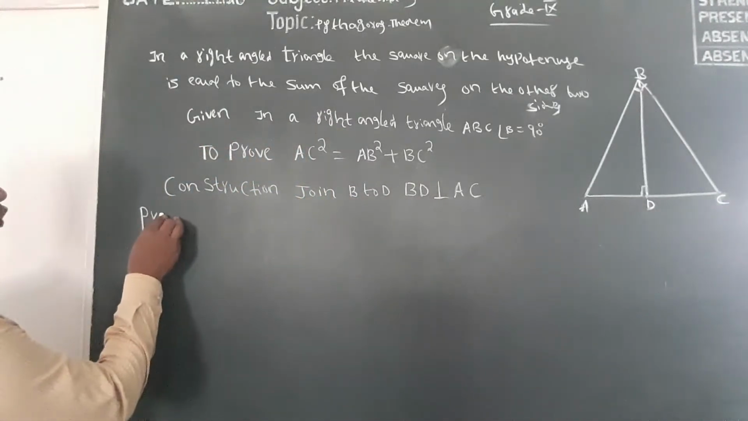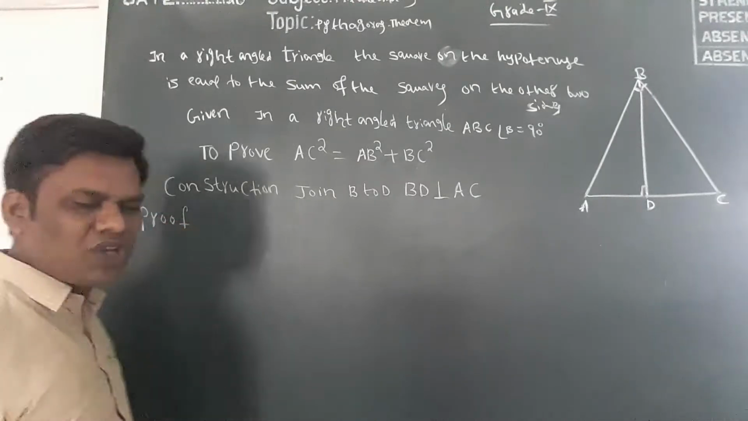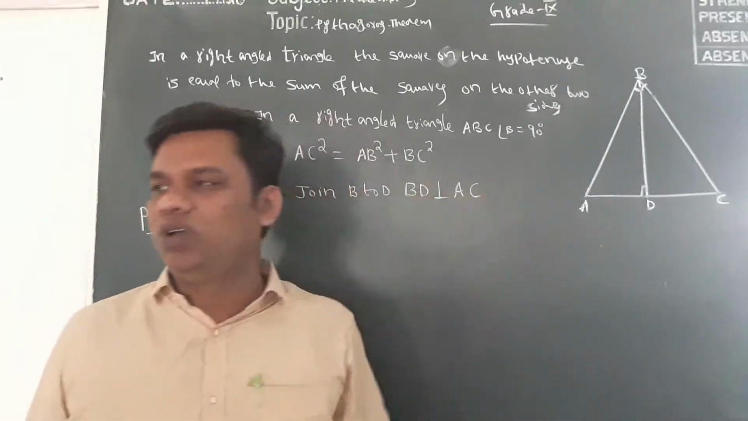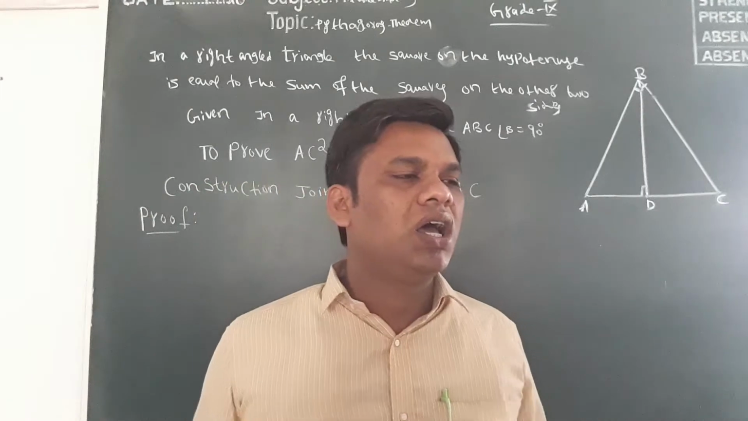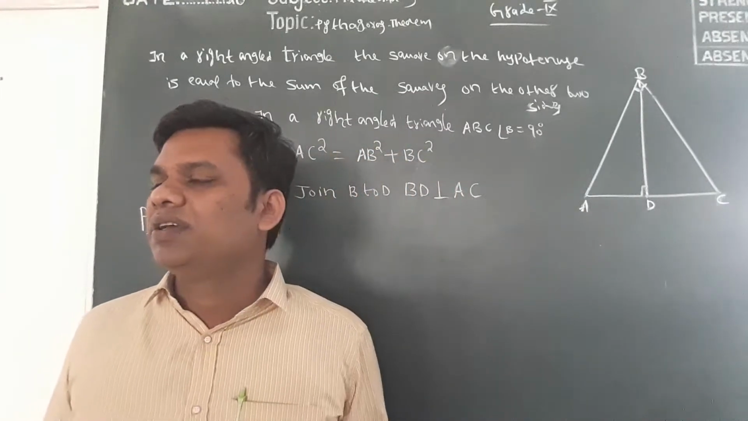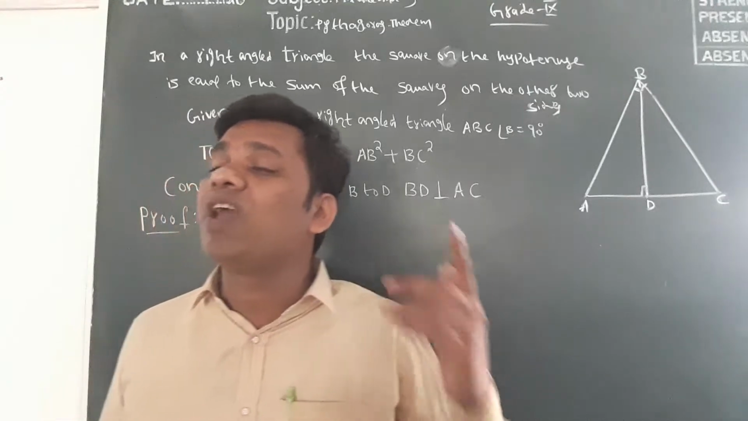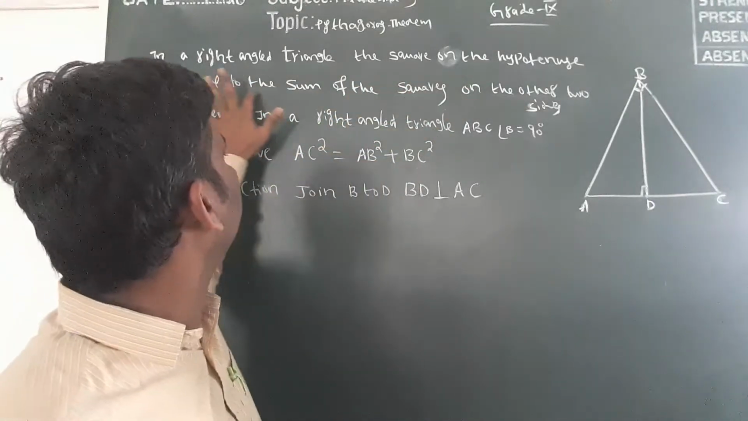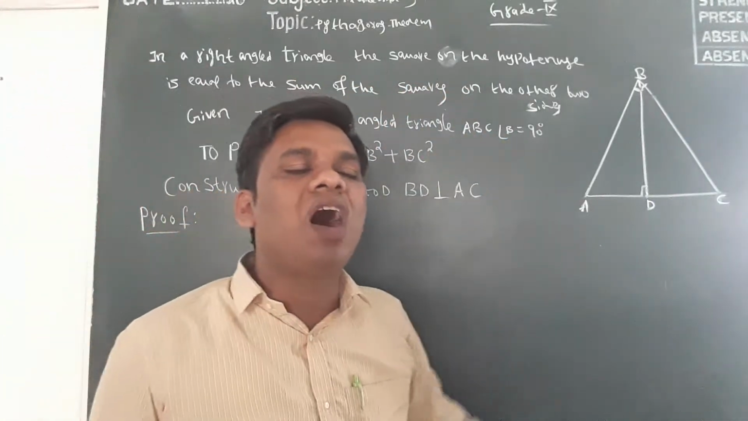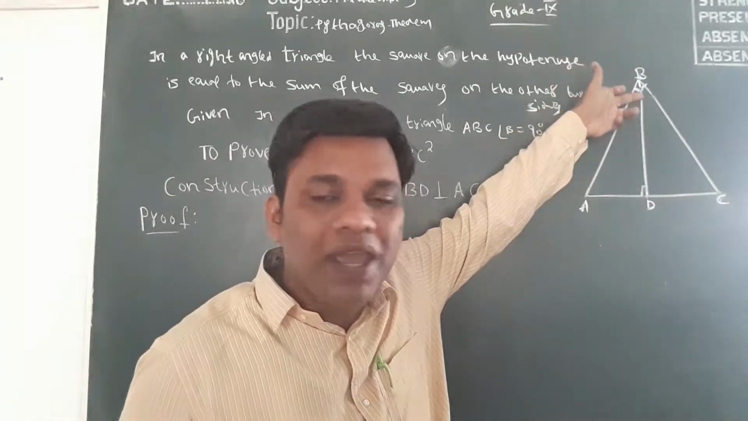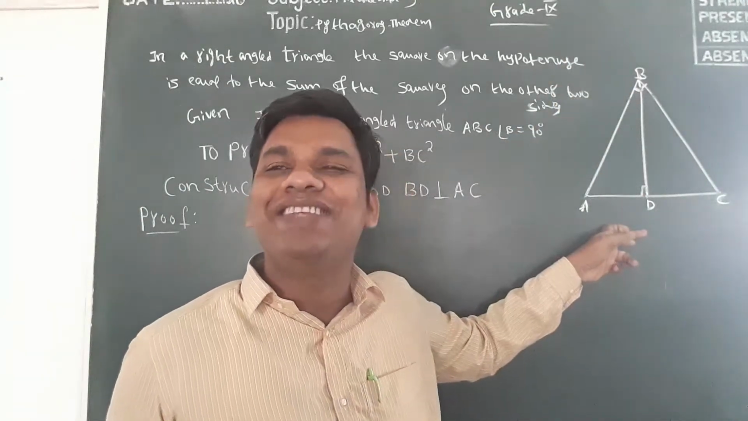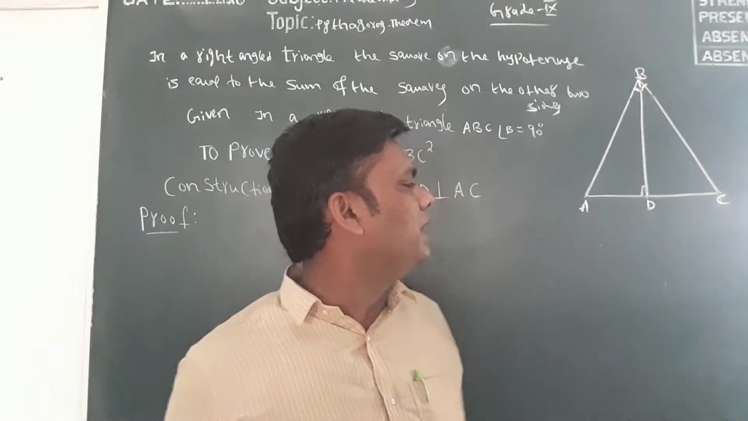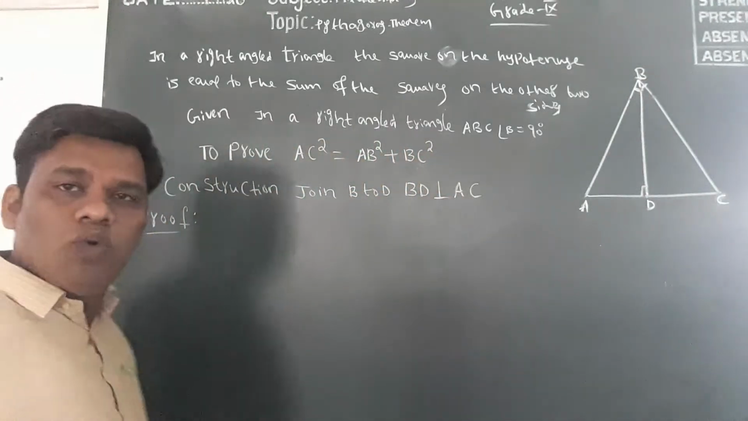Now we are proving. First, what is the Pythagoras theorem? Till now we have been discussing it. The square of the hypotenuse is equal to the sum of the squares of the other two sides. At B, 90 degrees, opposite to B is AC, the hypotenuse. AC square equals the remaining two sides, AB square plus BC square. Okay, now we will see the proof.